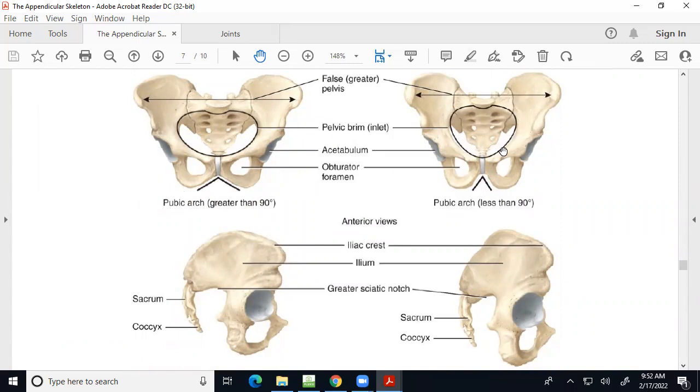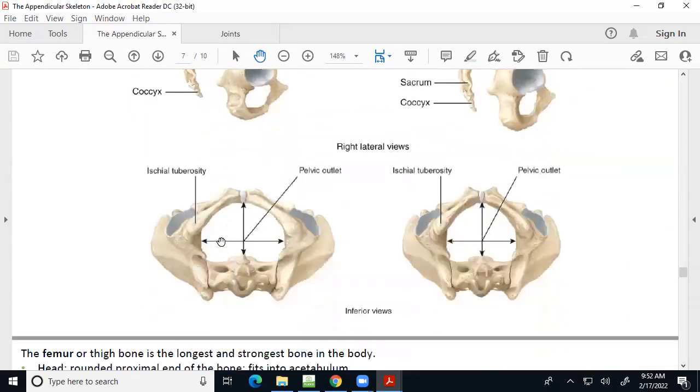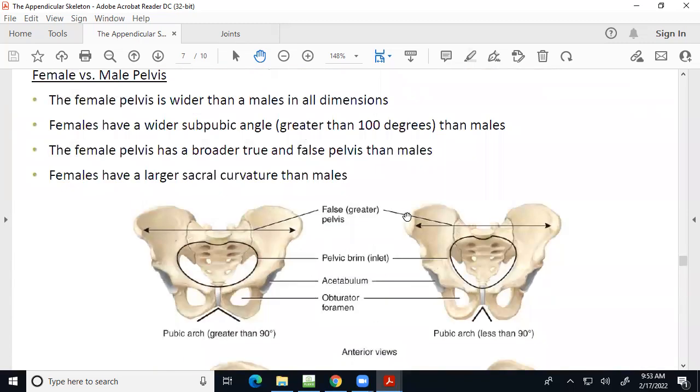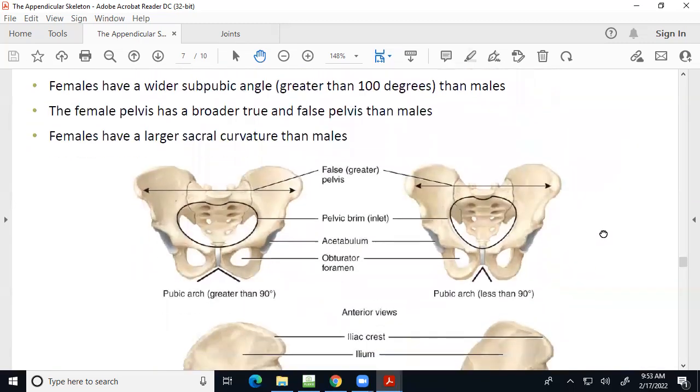Looking at the brim and/or inlet, it's a little bit more tight versus a little bit wider. The false pelvis is even wider in females. We can really get an appreciation for the difference here in these inferior views when we can see into that cavity. They're wider, but they're also wider front to back as well. Okay, so that's a fantastic feature.